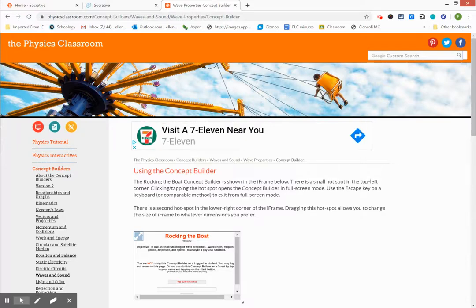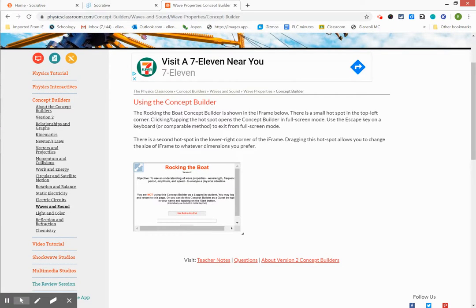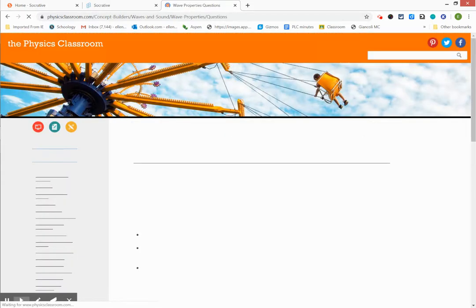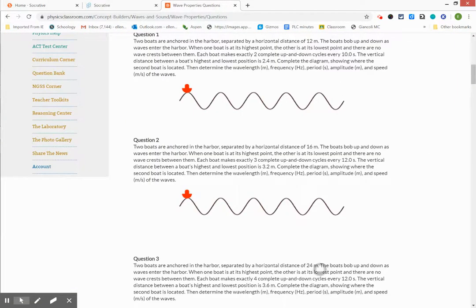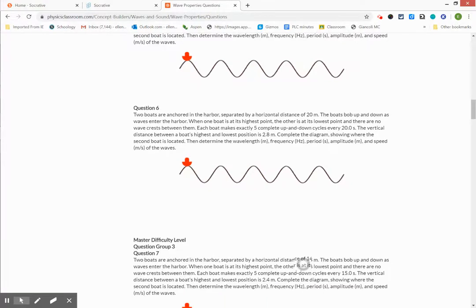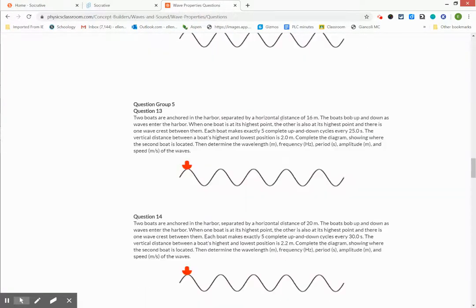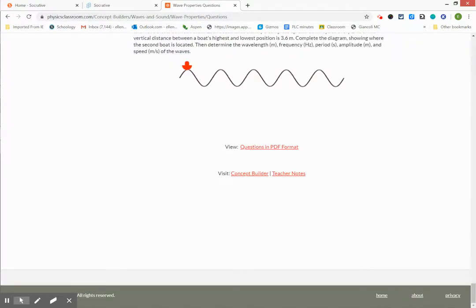Today's lesson is going to be about the Master and Wizard level questions for the Rocking the Boat Concept Builder. I wanted to show you before we get started, right underneath where you would launch the Concept Builder, there are some links, and I want you to click the questions link because that actually takes you to all of the questions that are in the Concept Builder.